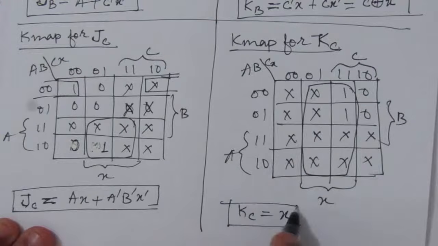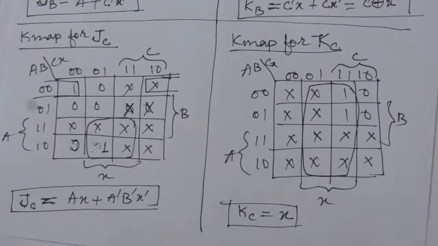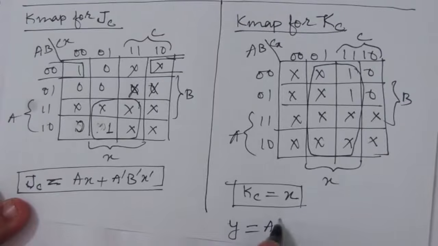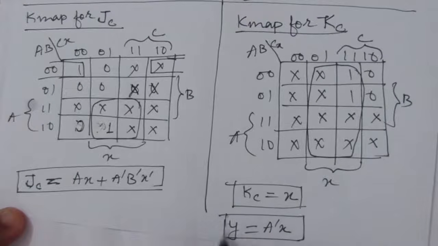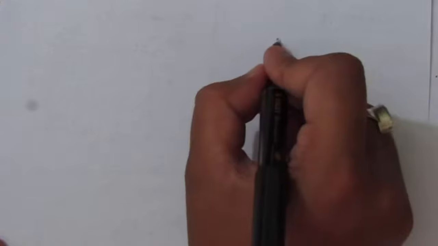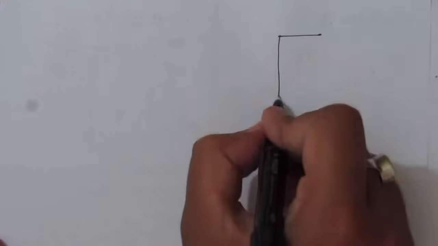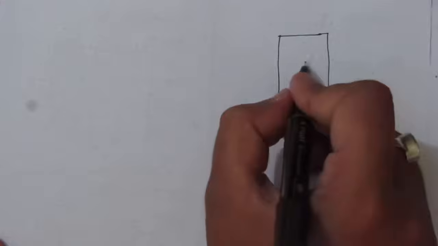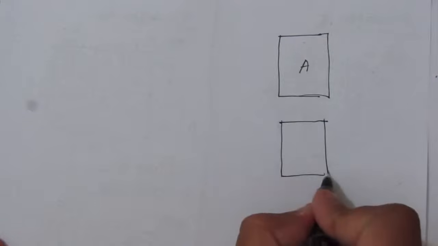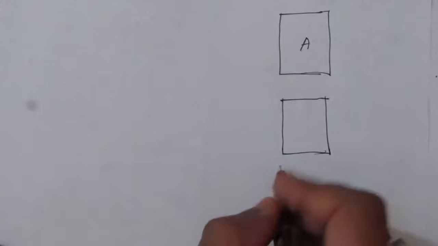So we have got the expressions for JA KA, JB KB, JC KC. Okay, and we already have the expression for Y, Y equals A bar X. Now we have to use these equations for drawing the circuit. Similar to the previous case, we will have three flip-flops. A, B, C. So this is flip-flop A, this is flip-flop B, and this is flip-flop C.